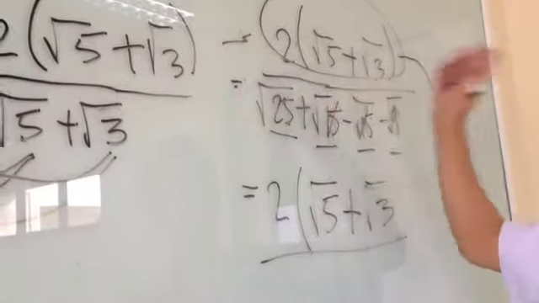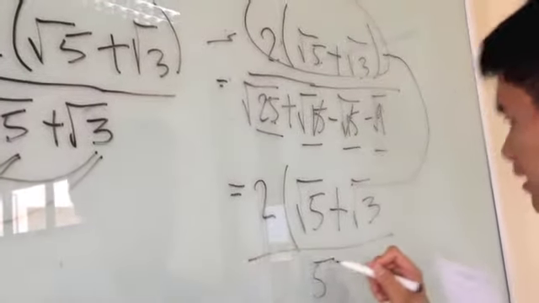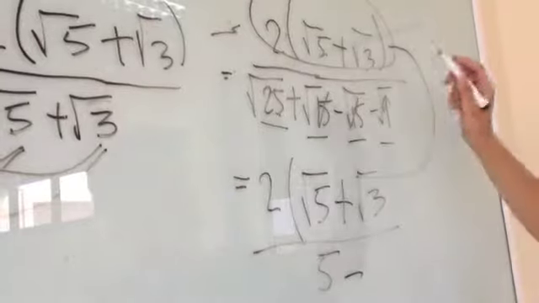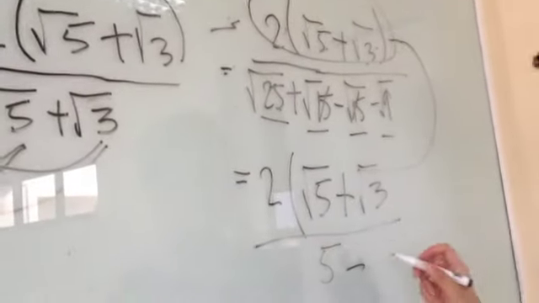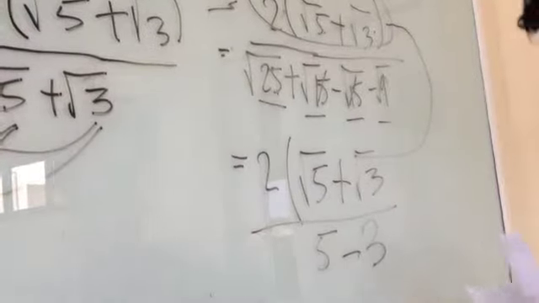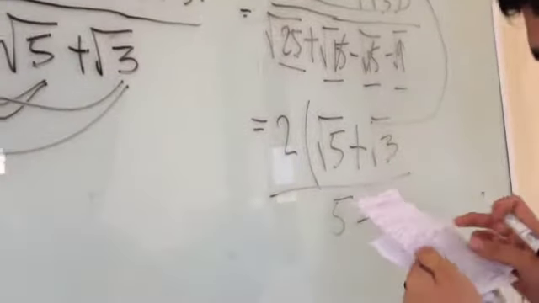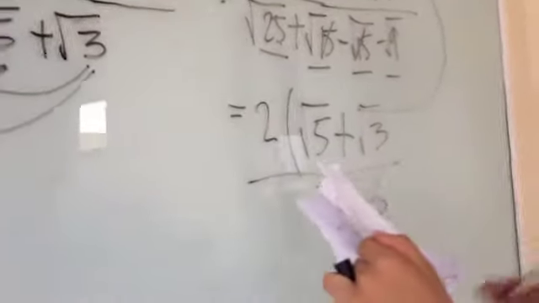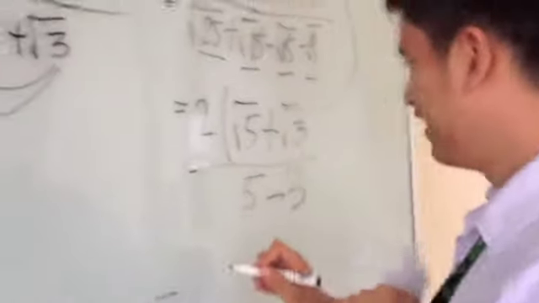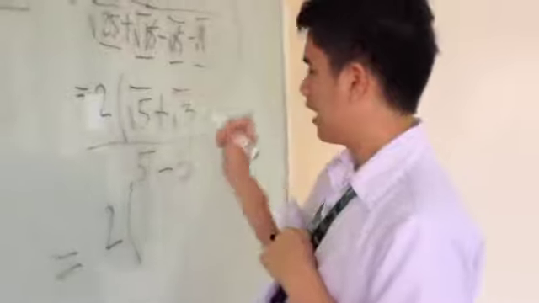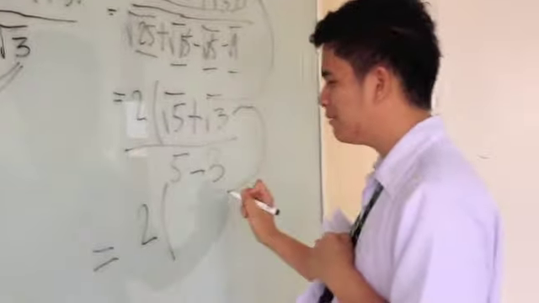25 divided by 5 is 5, minus 9 divided by 3 is 3. And simplify the answer again. 2, copy this term again.